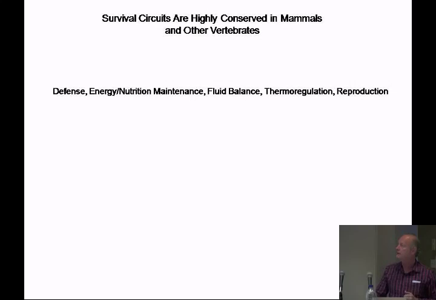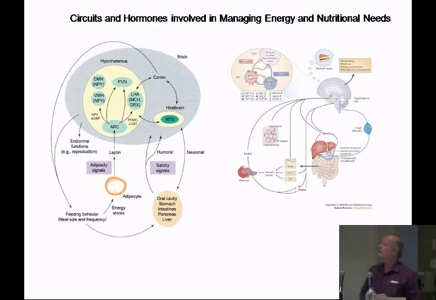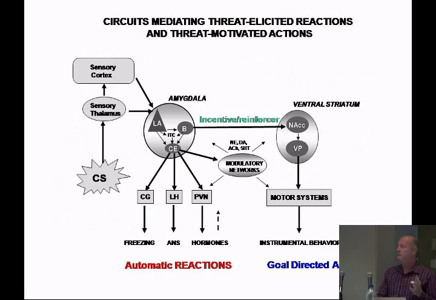If we look at the vertebrate brain, though, as we go through, there are these conserved circuits. For example, here's the system involved in managing energy and nutrition. This is highly conserved throughout mammals, other vertebrates. Many of the hormones that take care of these things are conserved. The neural circuit is highly regulated and conserved, hypothalamic mechanisms, pituitary, all of that stuff. Sexual behavior, same way. This is the defense system that we've studied for so long.